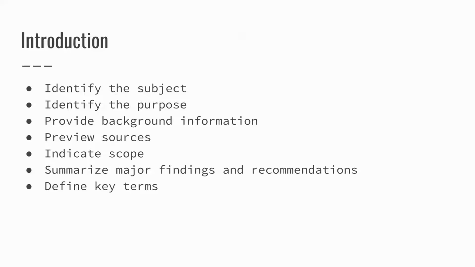Let the reader know how did you research this? Summarize major findings and recommendations. Define key terms, indicate scope. Now, I think the one often that is hardest for students, and this is something you often don't do in an introduction in an academic report, you often don't summarize your major findings and recommendations at the beginning, right?